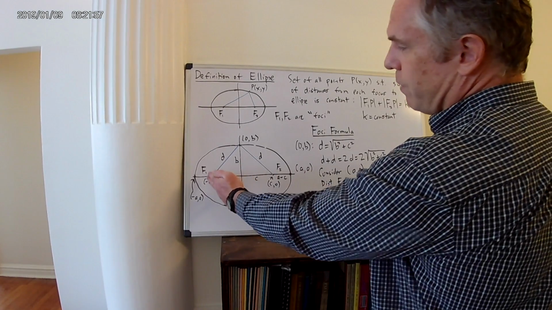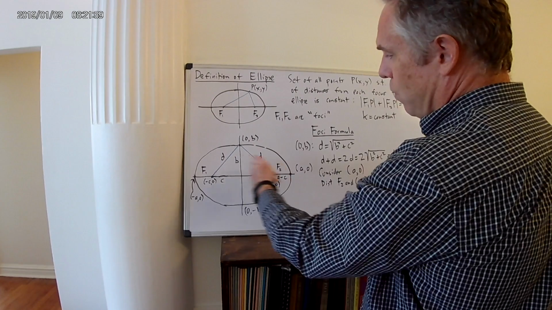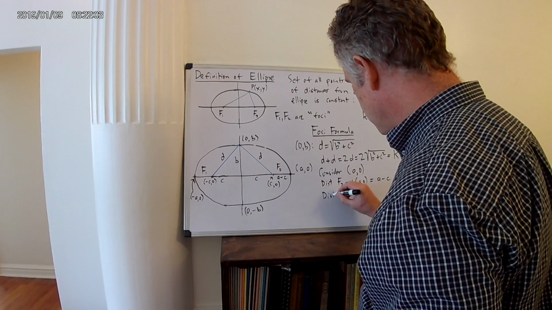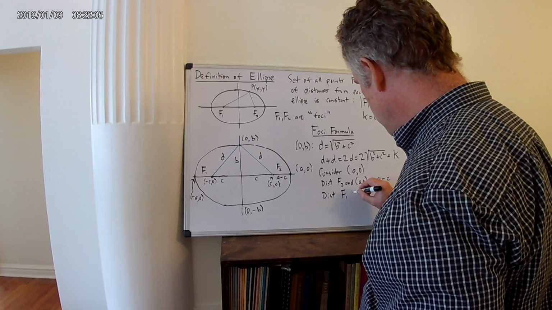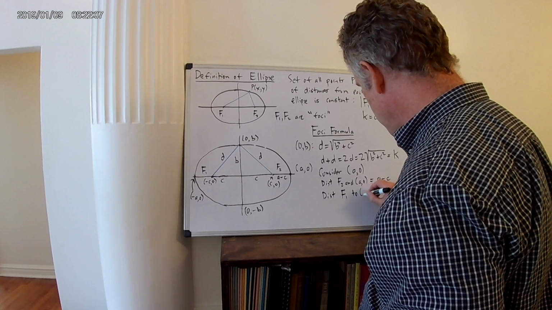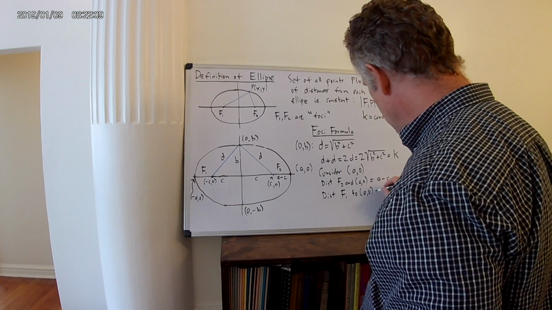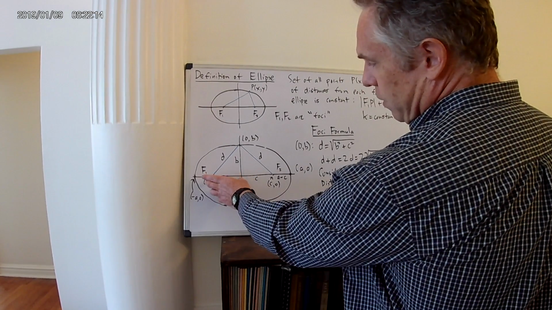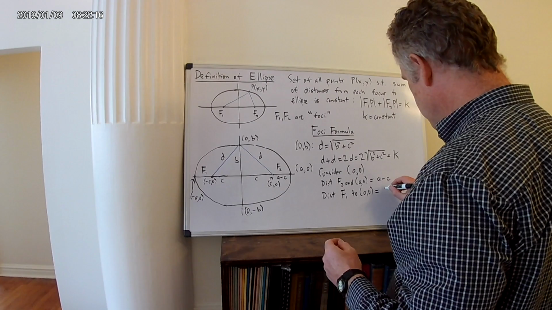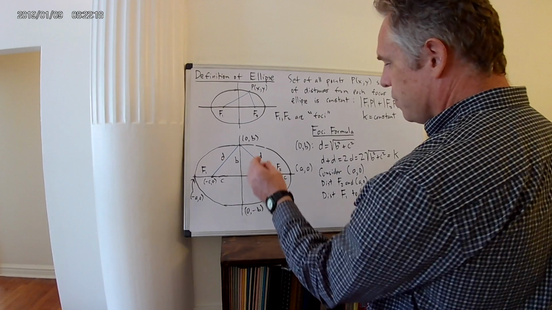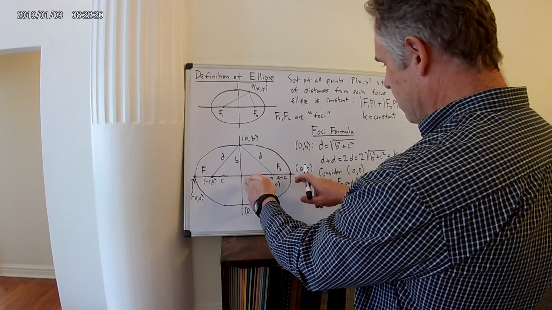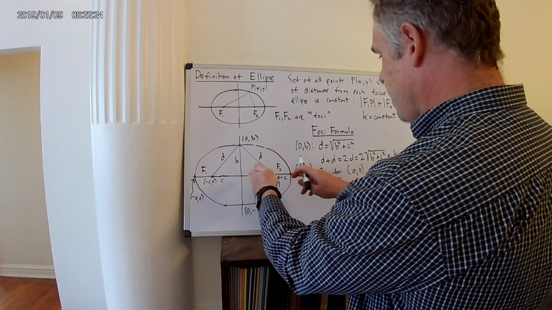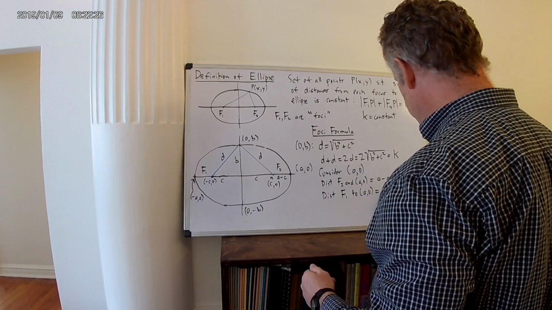Now what's the distance from the other focus to this point? What is this total distance? So what is the distance from F1 to the point A comma 0? Well, it's equal to this distance, which is C, plus this distance, which is A, so we get C plus A.